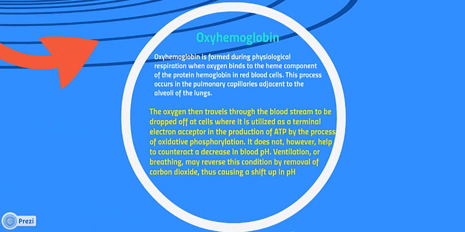Oxyhemoglobin is formed during physiological respiration when oxygen binds to the heme component of the protein hemoglobin in red blood cells. This process occurs in the pulmonary capillaries adjacent to the alveoli of the lungs. The oxygen then travels through the bloodstream to be dropped off at cells where it is utilized as a terminal electron acceptor in the production of ATP by the process of oxidative phosphorylation. It does not, however, help to counteract a decrease in blood pH. Ventilation, or breathing, may reverse this condition by removal of carbon dioxide, thus causing a shift up in pH.